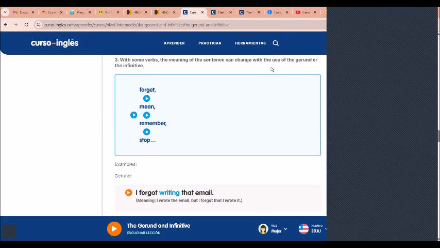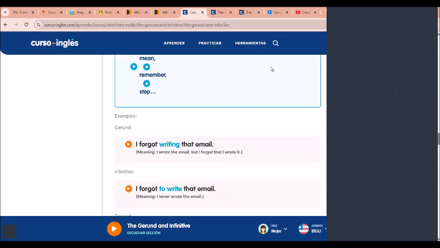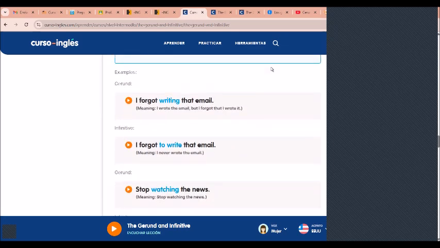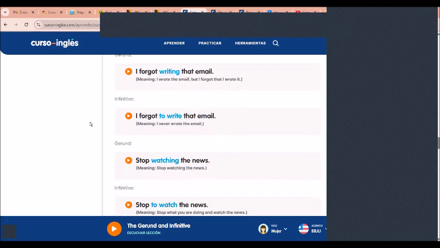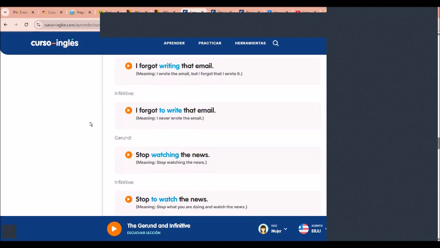Forget, remember, stop, indeed. I forgot greeting that email. I forgot to greet that email. Stop watching the news. Stop to watch the news.